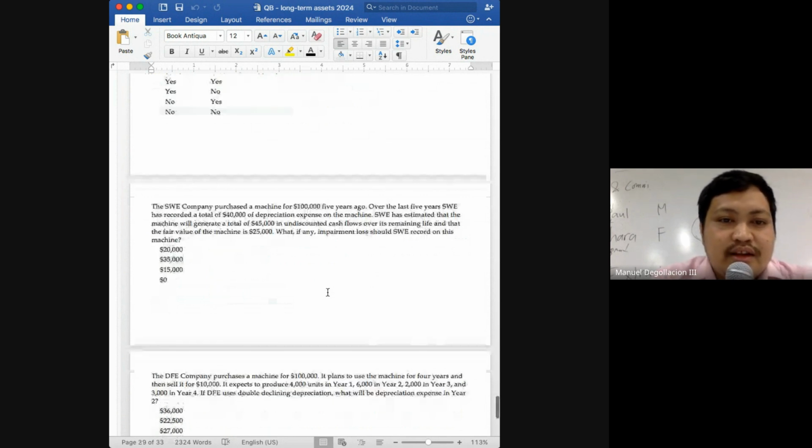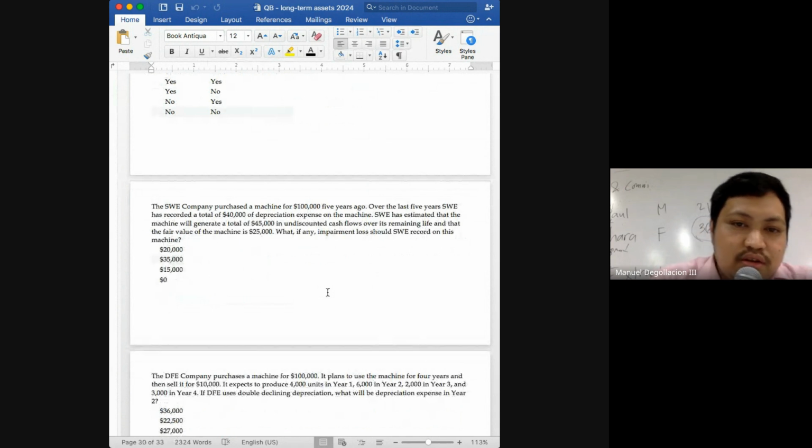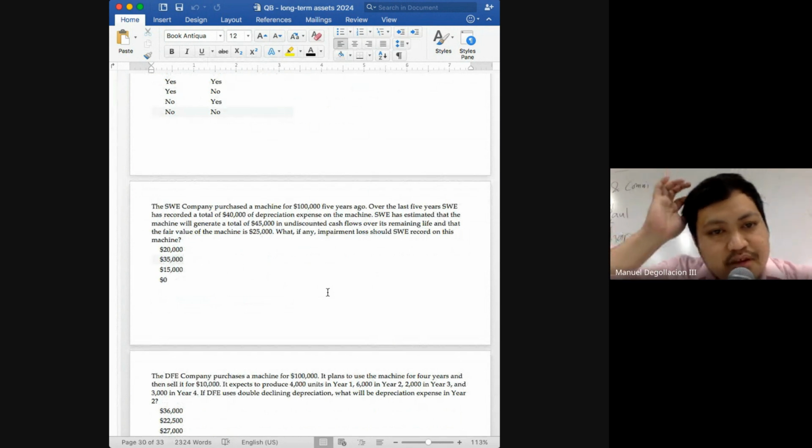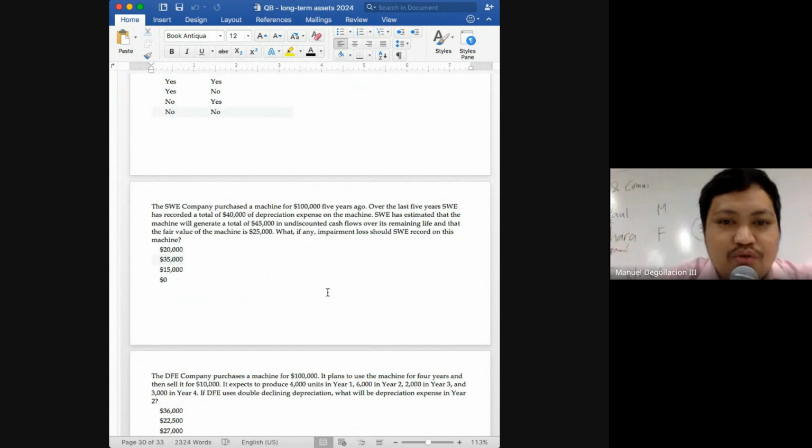Next, what, if any, should be recorded as impairment? First test is the recoverability test. What do we do? Compare book value and undiscounted cash flows. How much is the book value? It's not given, we have to solve for it. Original cost is 100 and then accumulated depreciation is 40. So your book value is 60.